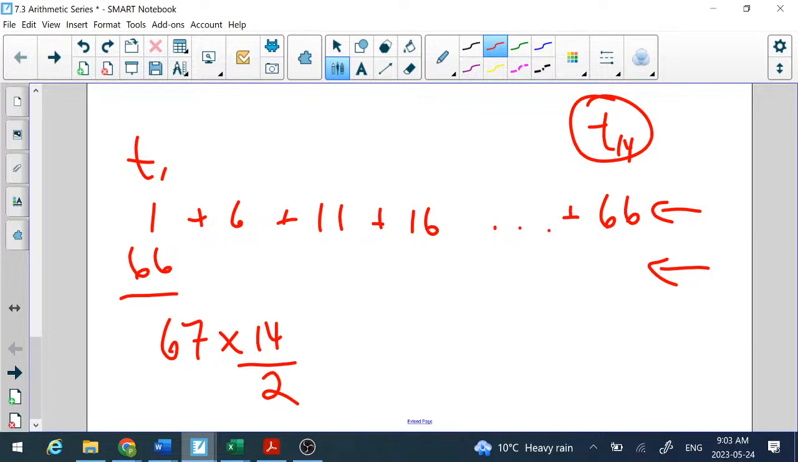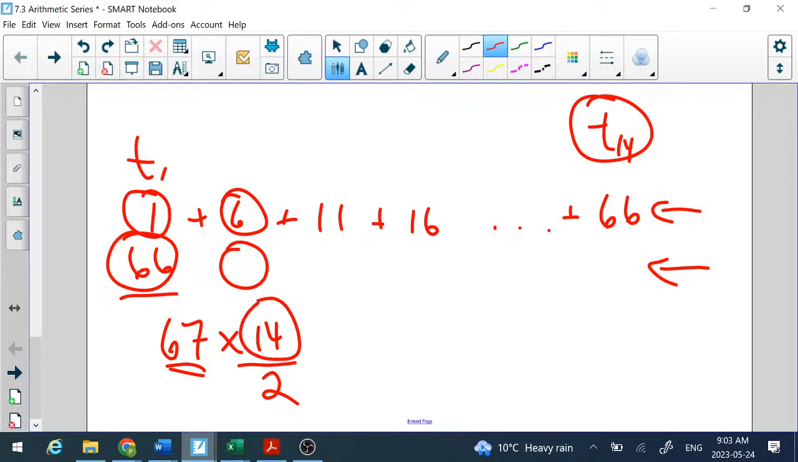Okay, when I add the first term, which is 1, and the last term, what do I get? When I add the second term to the second last term, what am I going to get? So I know I'm going to get 67. How many times? 14 times.